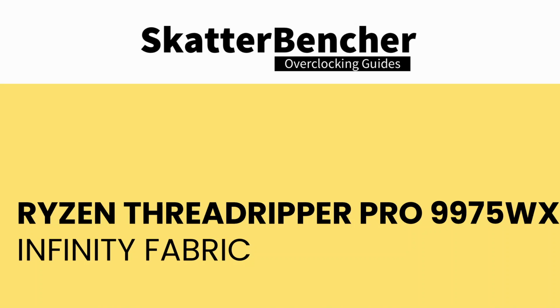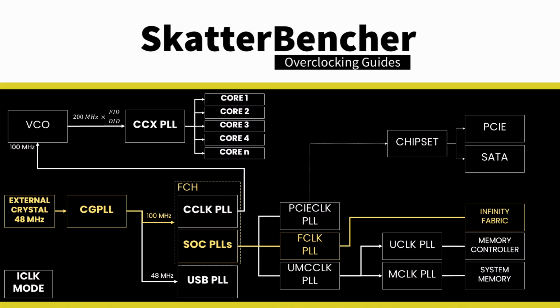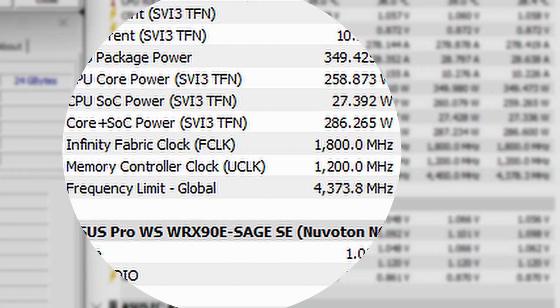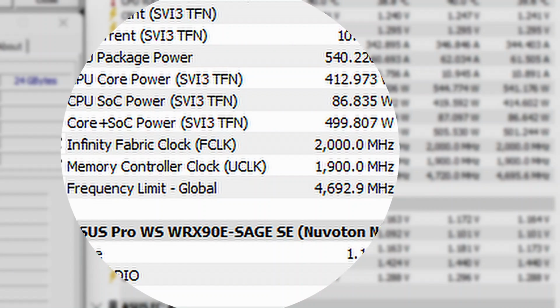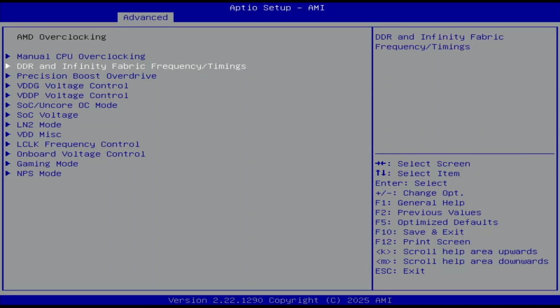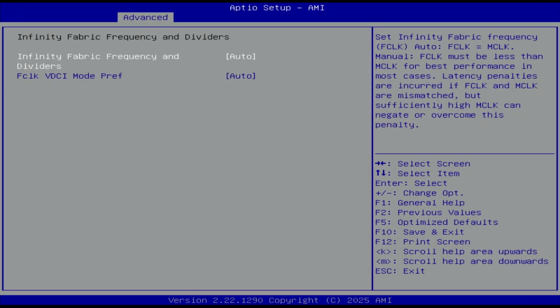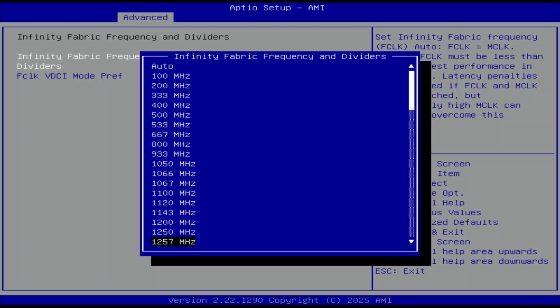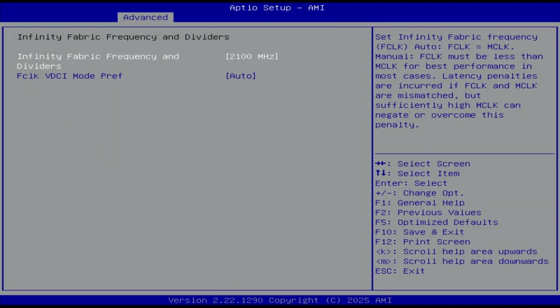The fabric frequency, or F-clock, is generated by the SoC PLL derived from a 100 MHz reference clock input. The reference clock is multiplied by the F-clock ratio, which you can configure in the BIOS. The standard operating frequency of the Infinity Fabric is 1800 MHz, but on many boards you'll find it runs over 2 GHz when Precision Boost Overdrive is enabled. That said, it doesn't seem there's much overclocking headroom beyond 2 GHz. I managed to set 2100 MHz for this overclocking strategy, however anything higher couldn't boot reliably, not even with voltage adjustments.